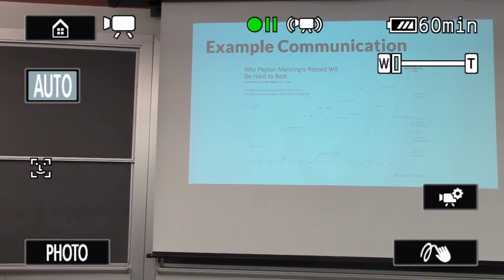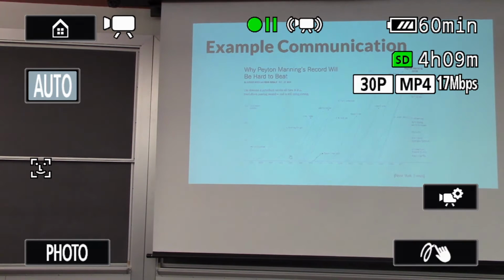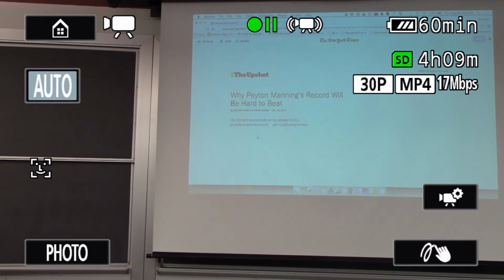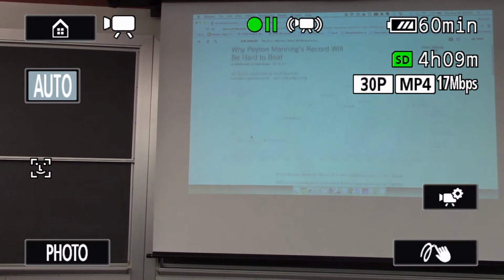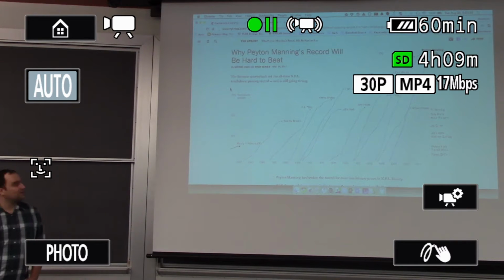So here's another example of communication from the New York Times. Why Peyton Manning's record will be hard to beat. And again, this is a combination of data visualization and annotation and storytelling. You can see these are all football players, quarterbacks. On the x-axis we have the years, and on the y-axis we have the touchdown passes, how many touchdown passes they completed. So there's a data set in here.